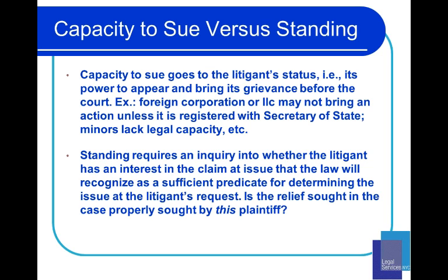Capacity to sue is all about the status of the party, and does that party have the ability to go into court. A foreign corporation or a limited liability company can't bring an action in New York State court unless it's filed the necessary paperwork with the Secretary of State. That's capacity to sue. A minor can't prosecute an action in its own name. It needs a guardian to do that. A trust can't prosecute an action in its own name. It has to act through the trustee. And the state has to act through its administrator. Those are all capacity issues. Those relate to the status of the party.